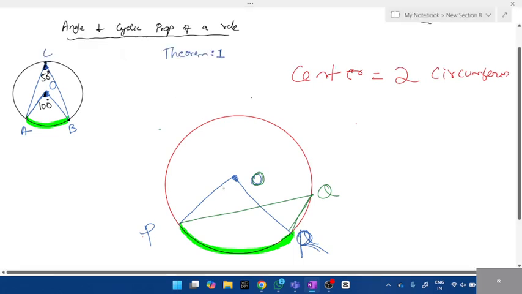First, tell me what is the angle formed in the center. All of you tell me, name the angle which is formed in the center, students. POR. Angle POR is formed in the center. Is it on the same arc? Both the angles are formed on the same arc. Angle subtended is equal to twice what is the angle formed on the circumference?